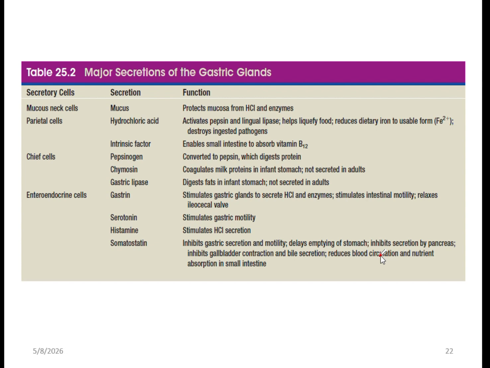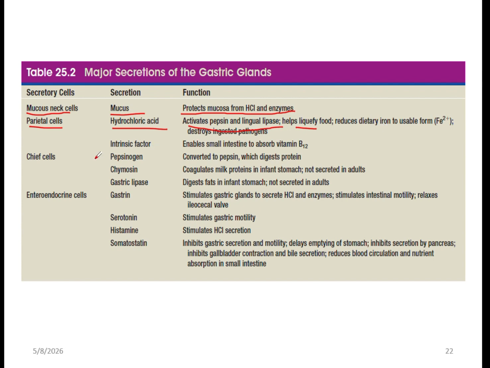Next we can talk about the major secretions of the gastric gland. The first is the mucous neck cell. Its secretion is mucus, and its function is to protect the stomach from HCl and enzymes. The next secretory cell is the parietal cell, whose secretion is hydrochloric acid. It activates pepsin and lingual lipase, which helps liquefy food, and reduces dietary iron to the usable form, Fe2+.